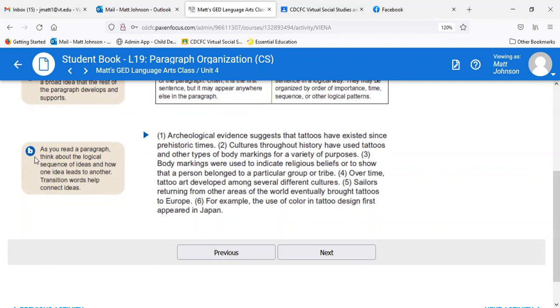And then, the next idea, cultures throughout history have used tattoos and other types of body markings for a variety of purposes. Now we're narrowing it down. Now we're talking about that it's appeared in multiple cultures. And then finally, we get to the third one, we get more specific. So that's kind of how they've organized it. We get more specific with the information.